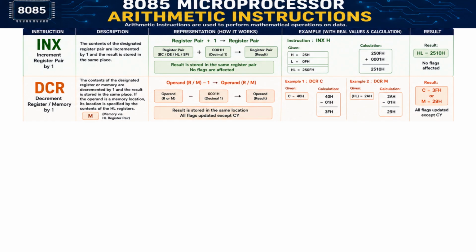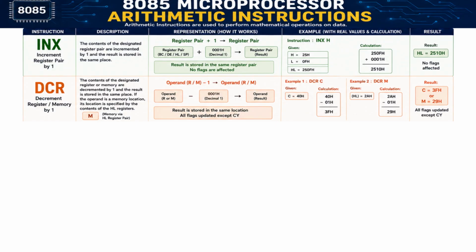Up next we have the DCR instruction. DCR stands for decrement register or memory by 1. This instruction decreases the value of a register or a memory location by 1. If the operand is M, the memory location addressed by the HL register pair is decremented and the result is stored back in the same location. One important point is that all flags are updated except the carry flag.